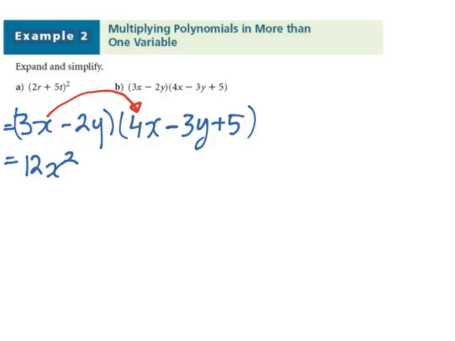Then we're going to multiply 3x by negative 3y. Negative 3 times 3 is 9. X times y is just xy. Variables, when multiplied, cannot change their exponents. They're different variables. So we just write x and y. And the last multiplication, 3x times 5 is 15x.